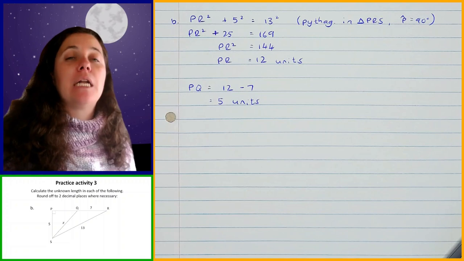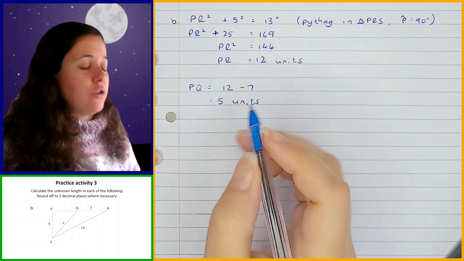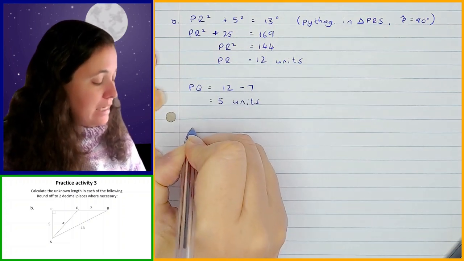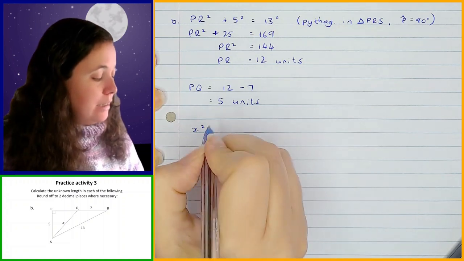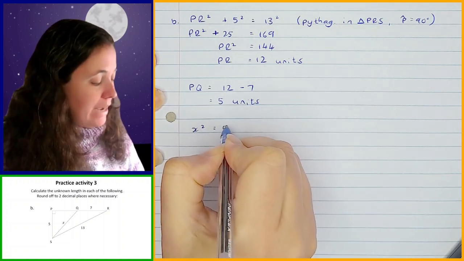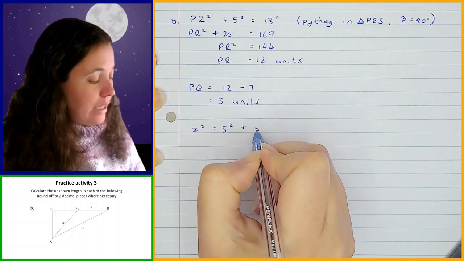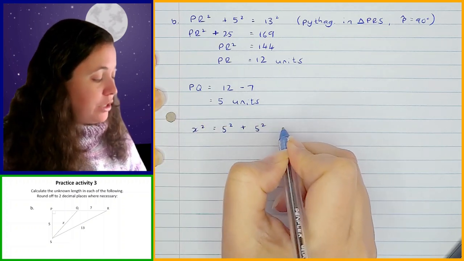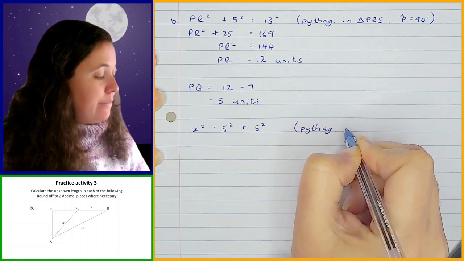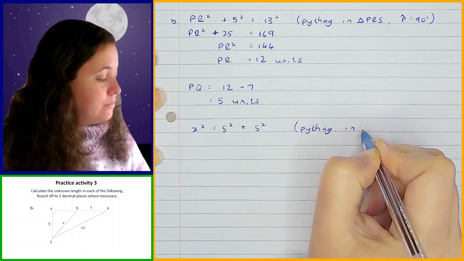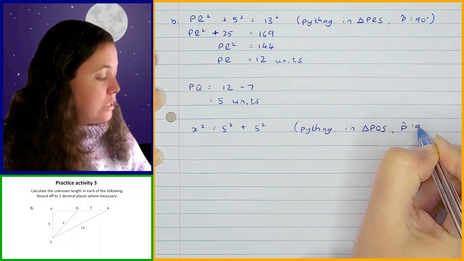Because I know the length of PQ, I can now use it to help me to work out X along with the length of PS, which is also 5. So now I can say X squared, which is the hypotenuse of the triangle I am now working with, triangle PQS, is equal to 5 squared for the PS squared, plus another 5 squared for PQ squared. That's the one I just worked out. And that is also because of the Pythagorean theorem, but this time it is in triangle PQS, with, again, angle P equal to 90 degrees.